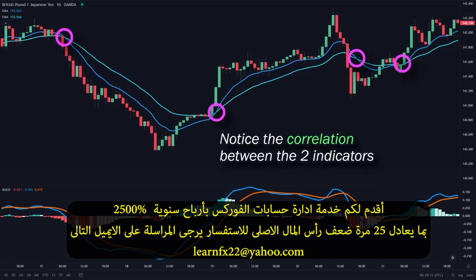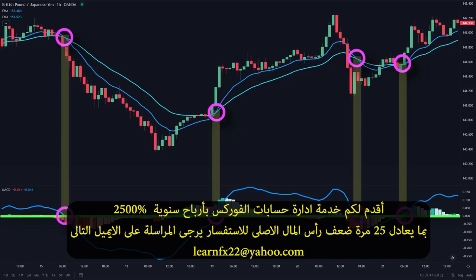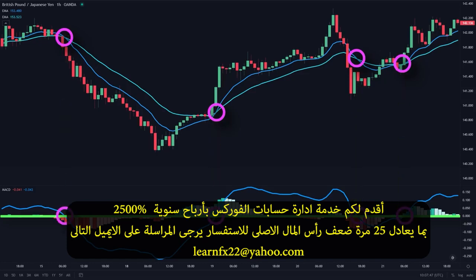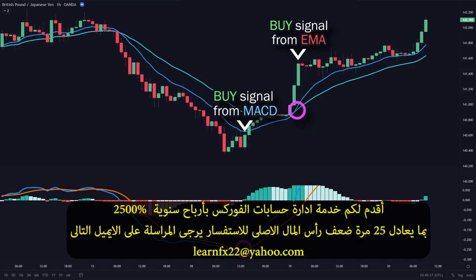Every time we have a crossover on the moving averages, we also have a crossover on the MACD, but it's between the MACD line and the zero line. But remember, what we look for in the MACD is not the zero line, but rather the crossover between the MACD line and the signal line. And so as you can see, the crossover on the MACD gave a much earlier entry signal compared to the crossover on the moving average. That's why I prefer it as my momentum indicator.